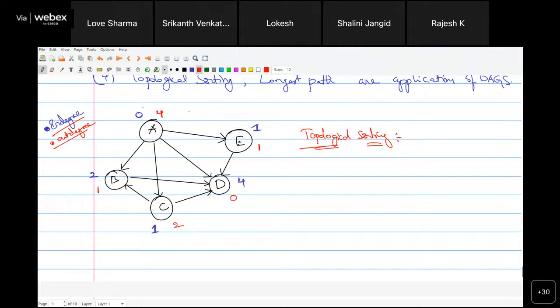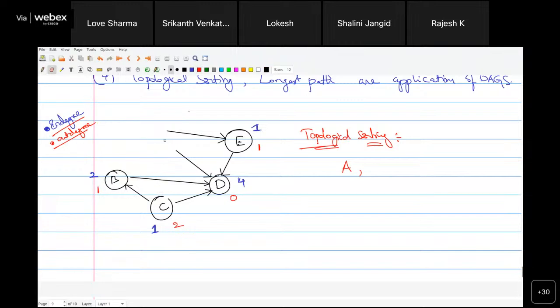Right? There is no edge that is coming towards A. So that means you can start from A. So you have to do A first. Once you add A in your topological sorting, this is how you have to do it: you have to remove A and the corresponding edges that are incident to A.